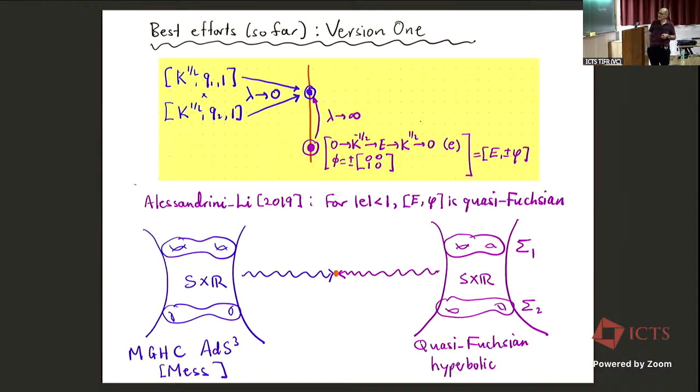And so by this nice result of Alessandrini and Lee, we know that if we take our SL2C Higgs bundle of this form, it's not at a fixed point, but the way it differs from the fixed points accessed by this one is that the bundle is not K to the minus a half plus K to the half. It's a non-trivial extension of that. But the Higgs field is the same.